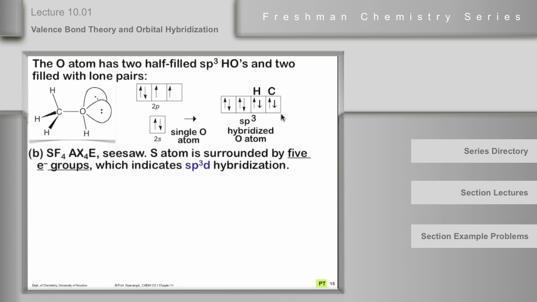Does anyone have a question or a comment about it? Remember, we have to have a Lewis dot diagram. We have to count the electron groups and so forth.